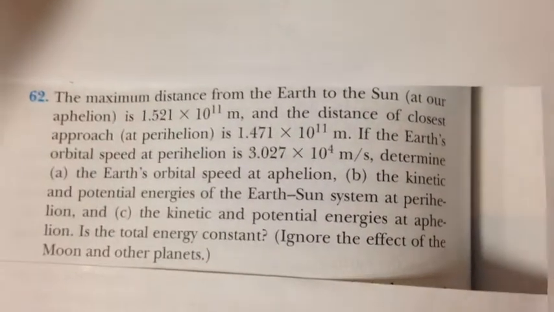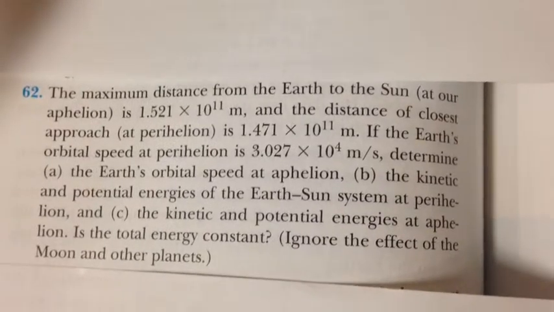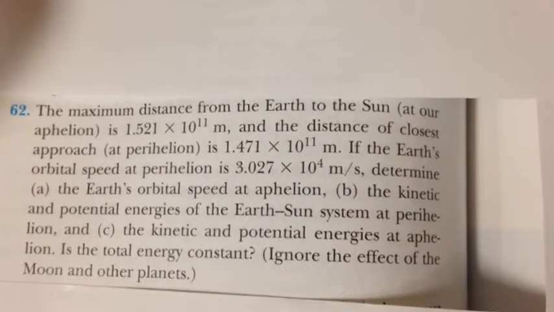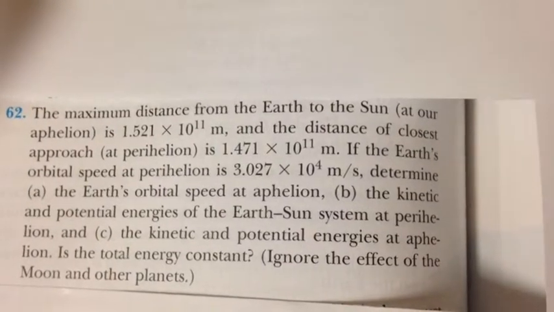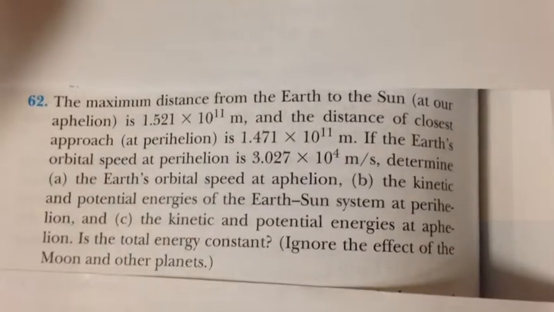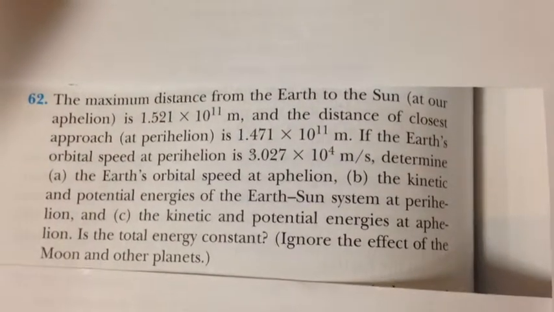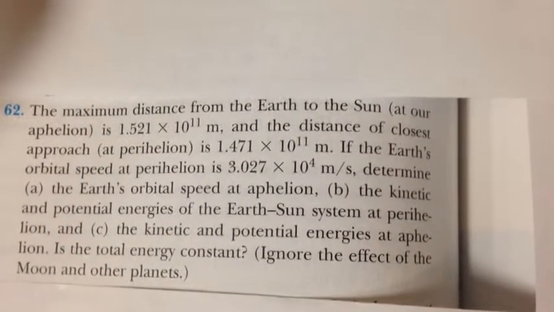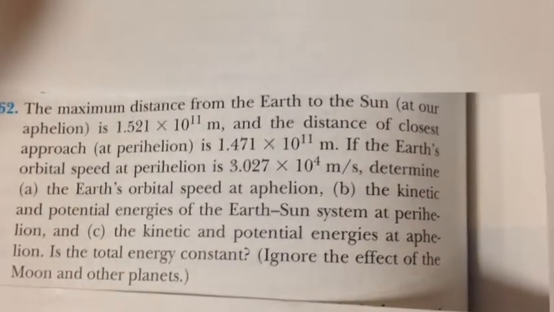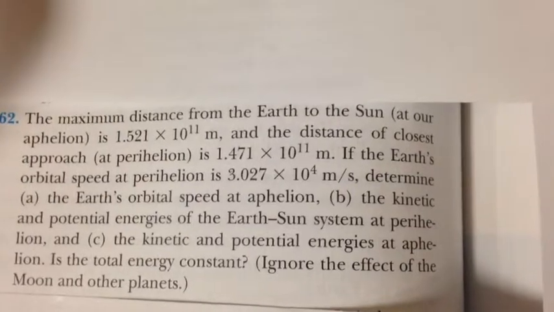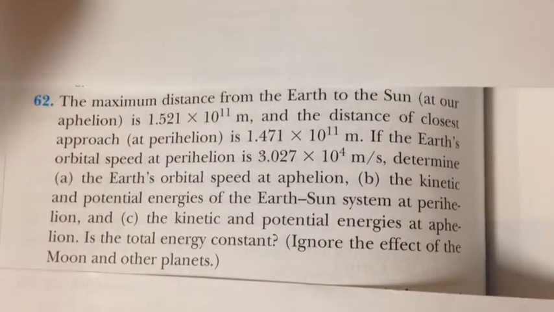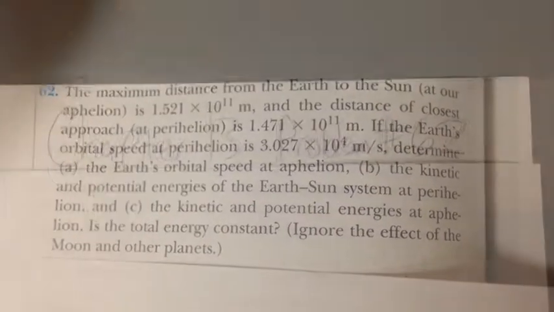If the Earth's orbital speed at perihelion is 3.027 times 10 to the 4th meters per second, determine A, the Earth's orbital speed at aphelion, B, the kinetic and potential energies of the Earth-Sun system at perihelion, and C, the kinetic and potential energies at aphelion. Is the total energy constant? Ignore the effect of the Moon and other planets.